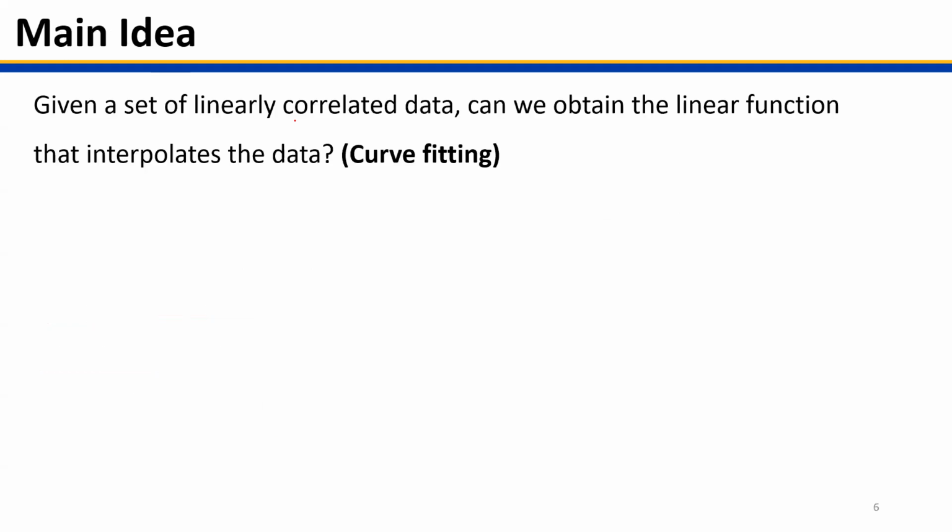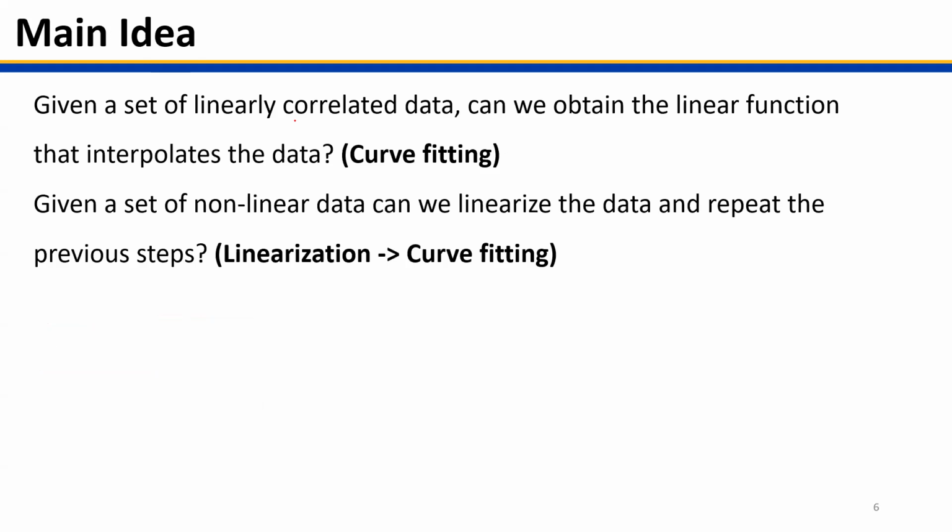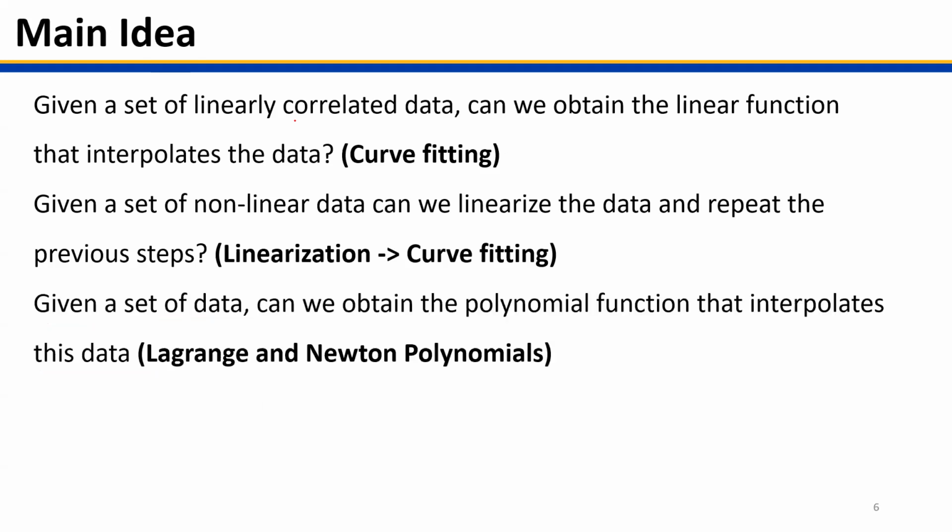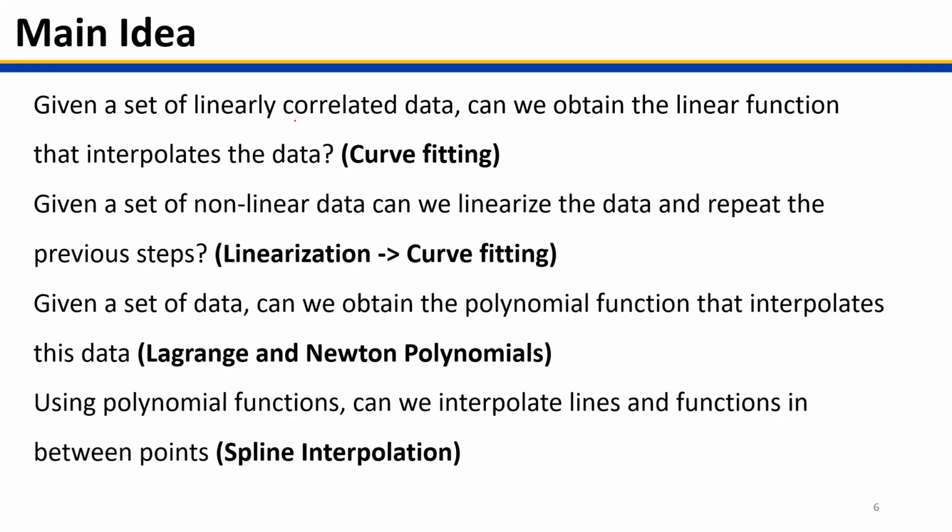All right. So what's the main idea? Basically, if I give you a set of linearly correlated data, if I give you some x values, I'll give you some y, we want to interpolate the linear function that basically fits that data. So that's called curve fitting. And then also, if we have some nonlinear set of data, how do we linearize the function to get a linear model that fits that? And then finally, can we obtain a polynomial function that interpolates this data, which is going to be Lagrange and Newton polynomials? And then using these polynomial functions, how do we interpolate the lines between the points? So that's going to be spline interpolation.